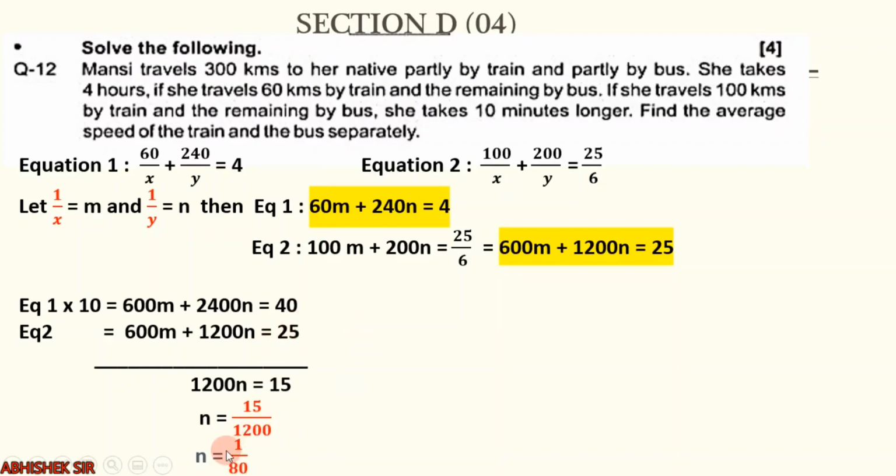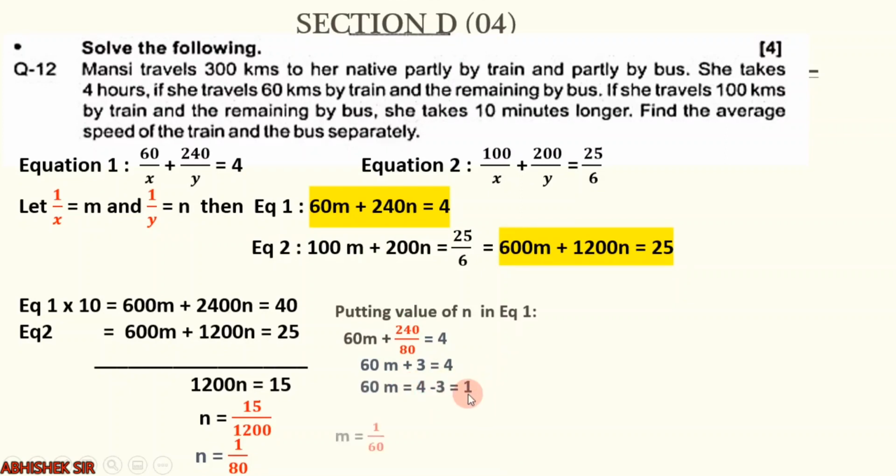Now put this value of n in any one equation. So what will we get? 60m plus 240n, that means 240 by 80, equals 4. Now if we cancel the zeros, 8 3s are 24. We have 60m plus 3 equals 4. This 3 will go to this side, becomes 4 minus 3 equals 1. The final value of m is 1 upon 60.